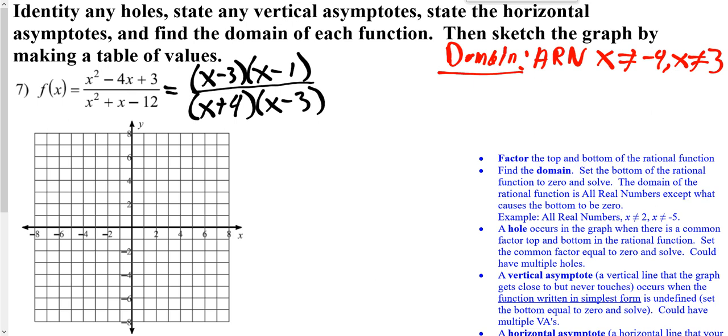Then I want to see if I have any common factors top and bottom, which I do right here. So that means I have a hole. Set that common factor of an x minus 3 equal to 0 and solve it, and I'll get x to be equal to 3. So now I'm going to go ahead and write what I have left.